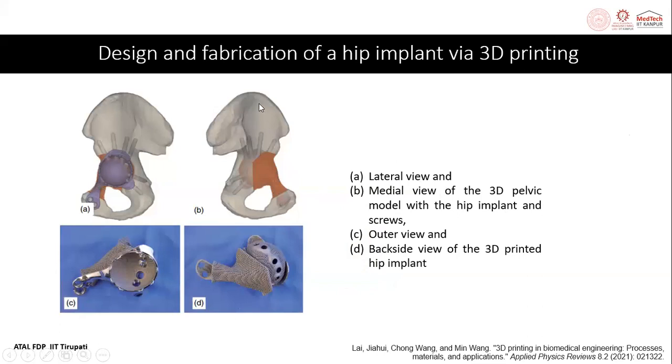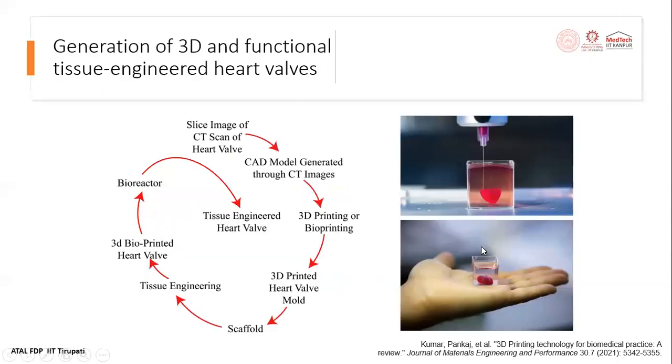You can have this also for hip joints. You see here, the design and fabrication of hip implants. You can see the lateral view. A is the lateral view, B is the medial view, and then you can have an outer view and a backside view.